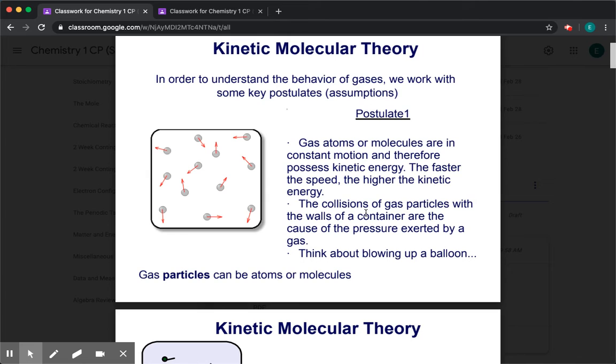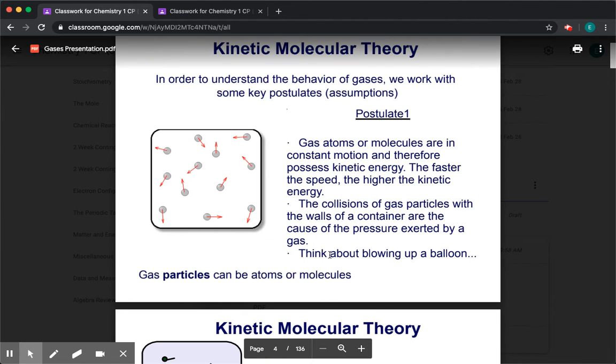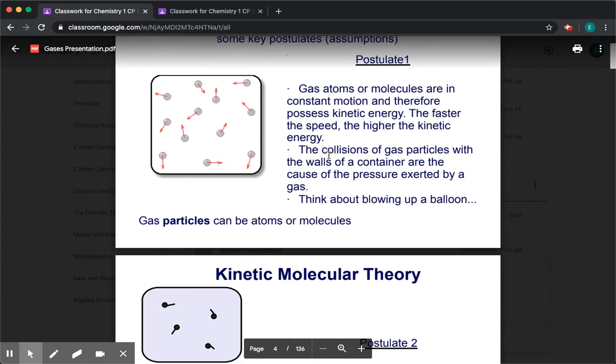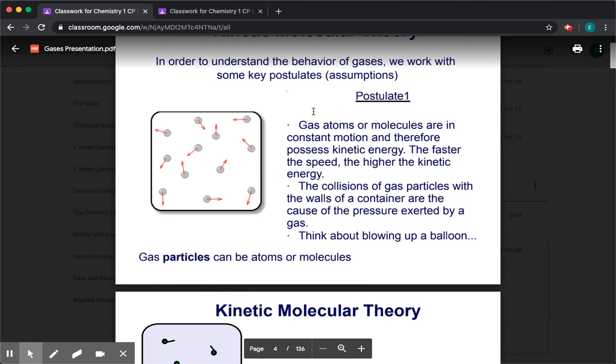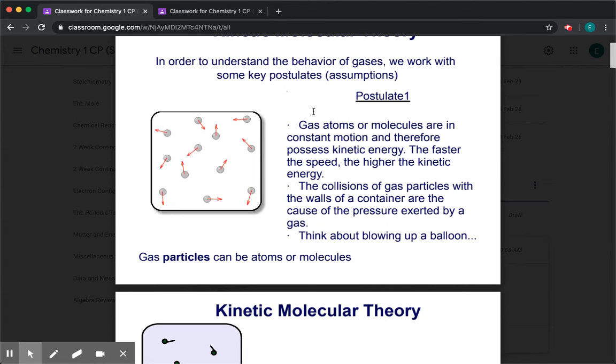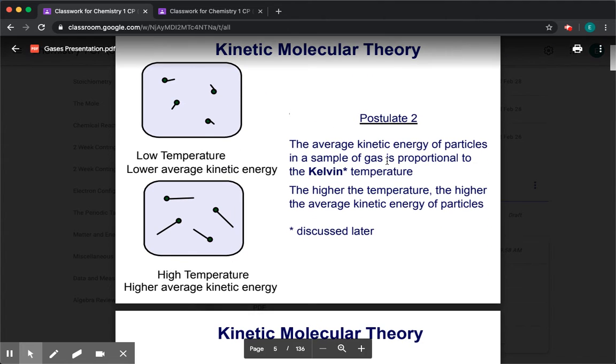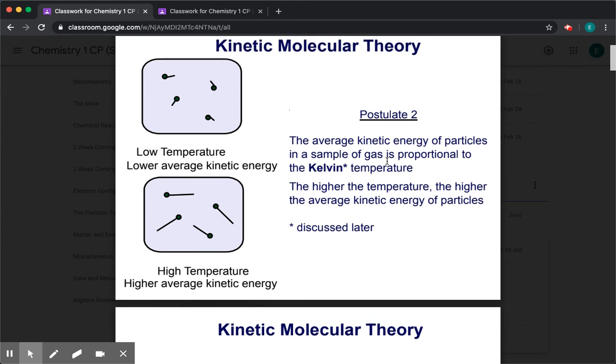So back to the balloon idea. If you make a balloon cold, it shrinks. Why does that happen? Well, that's because if you cool it down, you're slowing down the particles. If you slow down the particles, they won't be hitting the walls as hard. And if you don't hit the walls as hard, you lower the pressure. And so the balloon looks like it's deflating. So that's what happens. These first two ideas state that gases are always in motion, have kinetic energy, and that pressure is related to that kinetic energy, and that amount of kinetic energy is dependent upon temperature. That's what these first two ideas talk about.